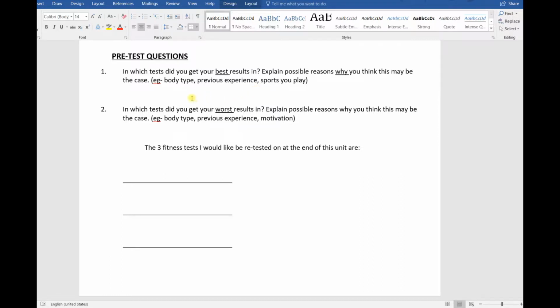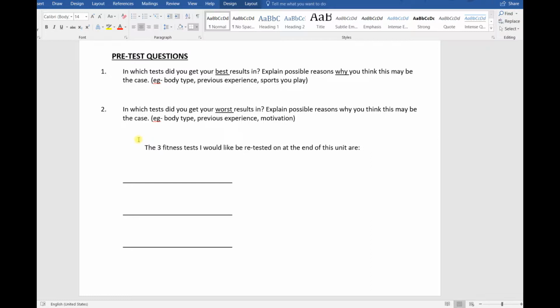We're also looking at which test did you get your worst results in and explaining possible reasons for this. Say, for example, I do a sport that does a lot of running, so we can do soccer, and my grip strength isn't really needed in soccer because we don't use our hands much. That may be the case, and that may be a reason why your grip strength may have struggled a bit.